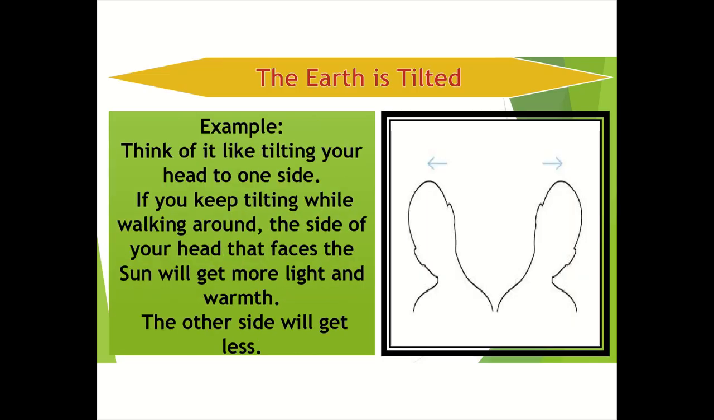Example, think of it like tilting your head to one side. If you keep tilting while walking around, the side of your head that faces the Sun will get more light and warmth. The other side will get less.